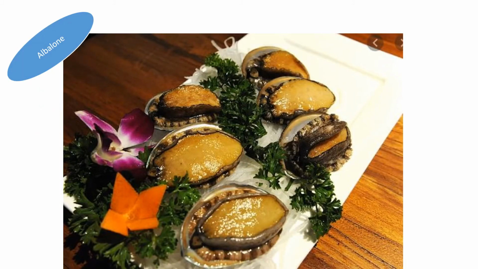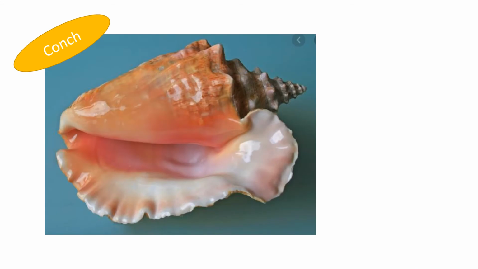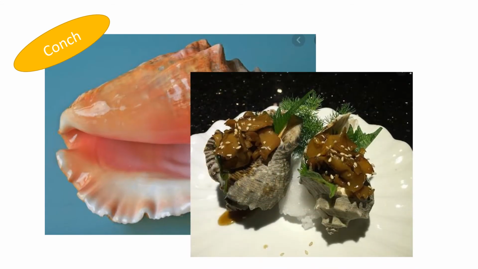This is an example of abalone. Here we have started with a univalve. Abalone is a univalve. Conch, shankh in Hindi. That also can be had in a prepared form or in a raw form. Ceviche, salad. This one is not a conch actually. This is called a whelk.